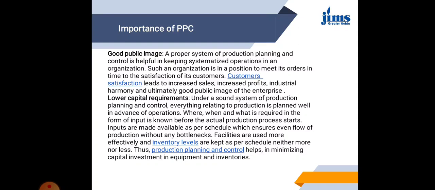Next point, lower capital requirements. Under a sound system of production planning and control, everything relating to production is planned well in advance. Where, when, and what is required in form of input is known beforehand, that too before the actual production starts. Inputs are made available as per schedule, which ensures even flow of production without any bottlenecks. Also, facilities are used more effectively and inventory levels are kept as per the schedule, neither more nor less. Therefore, a sound production planning system helps in minimizing capital investment and wastages in equipment and inventories.